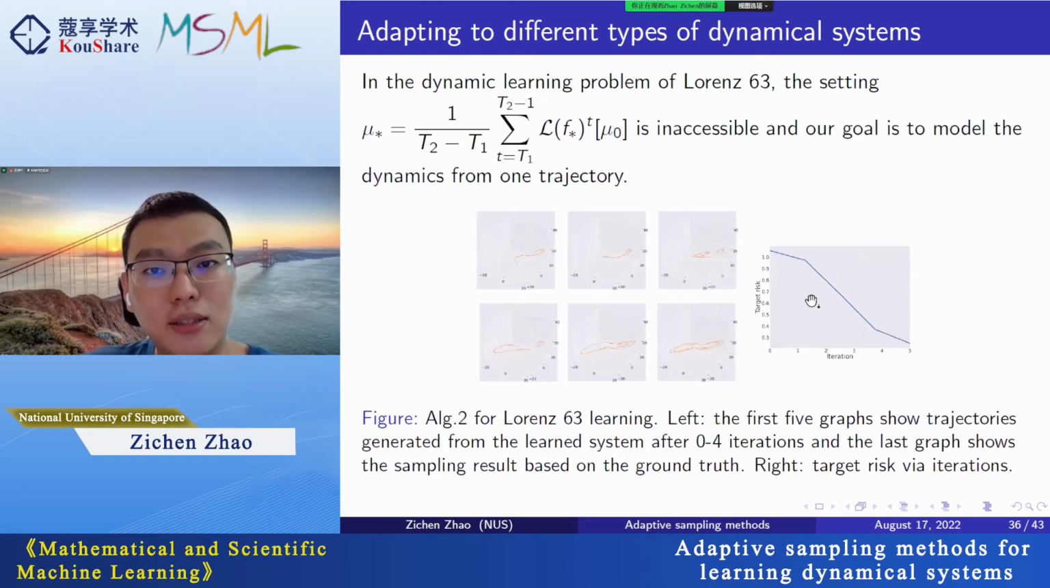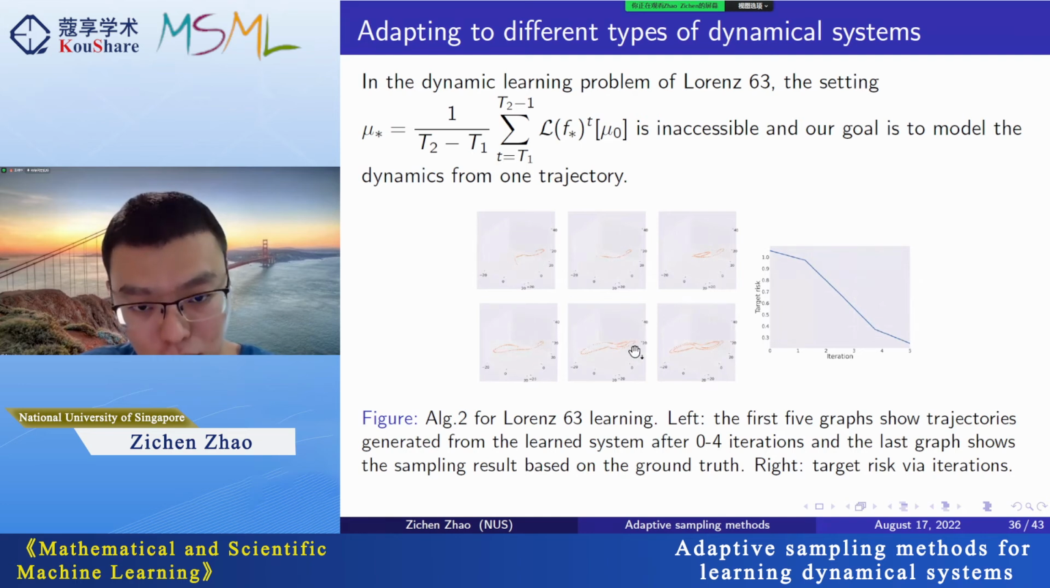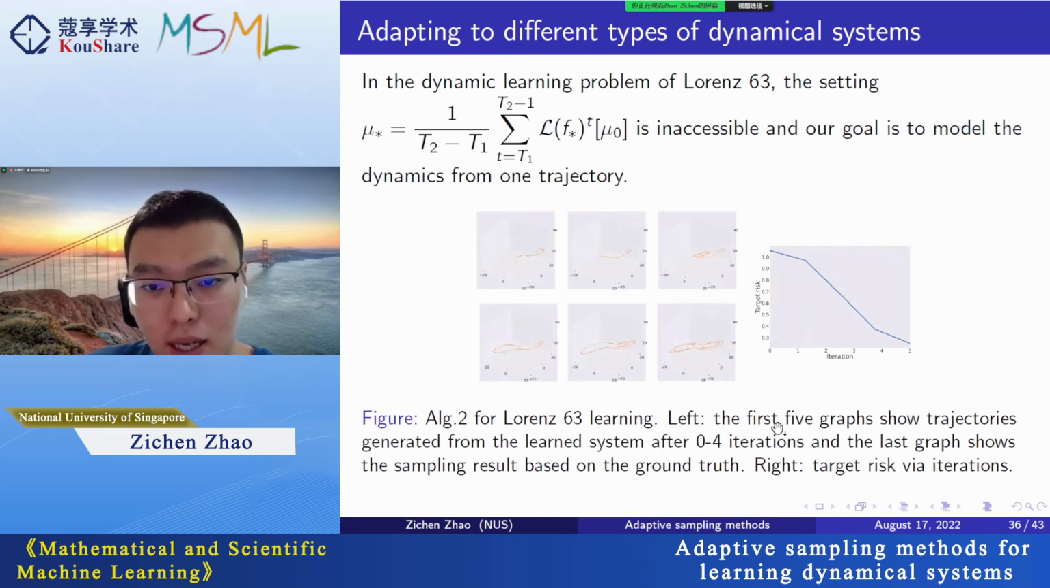So the first case is the dynamical learning problem of the Lorenz 96 series. The setting is that mu star is inaccessible. It's multi-step trajectory prediction errors. And our goal is to model the dynamics from one long trajectory. So here we applied algorithm 2. And we can see our algorithm can gradually capture the limit cycles, and the target risk decreased via the iterations.